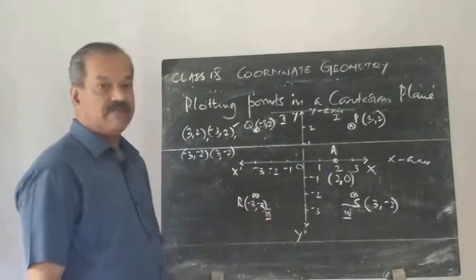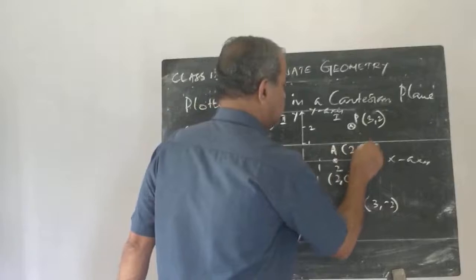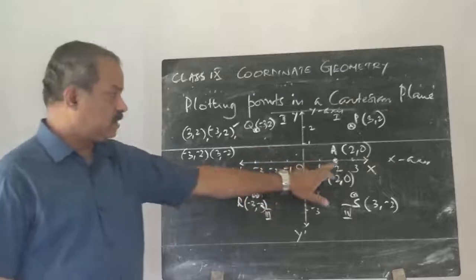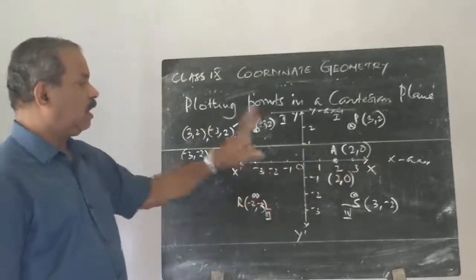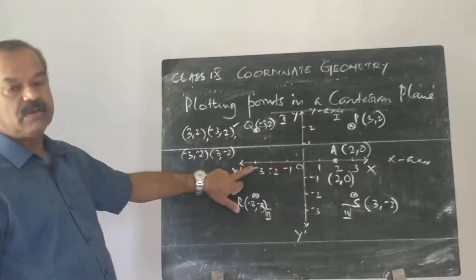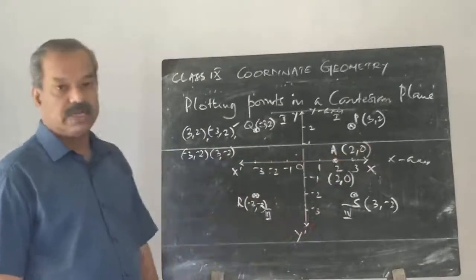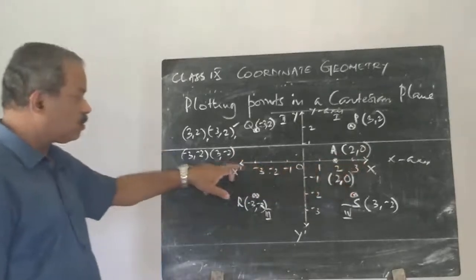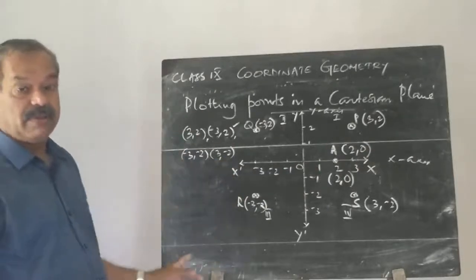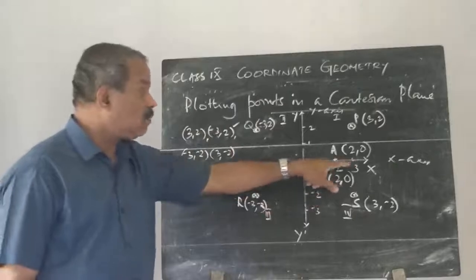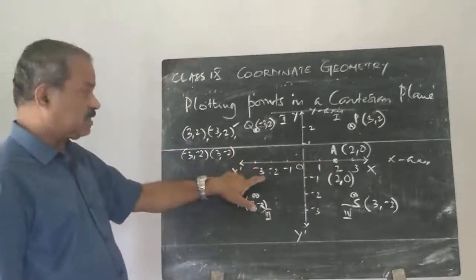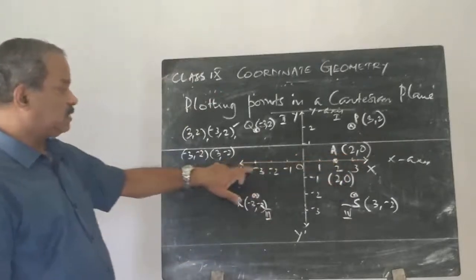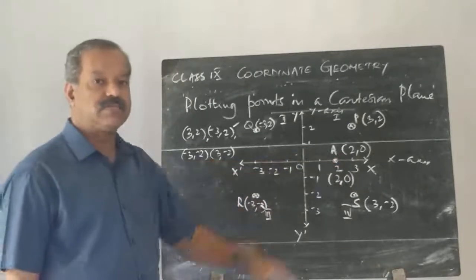What are the coordinates of A? The coordinates of A are 2, 0. From this it is clear that we can represent a point on the number line also using two coordinates, x and y. What will be the y coordinate of all the points on the x-axis? On the x-axis, there is no y distance, only x. So, all the points on the x-axis have the y coordinate 0.